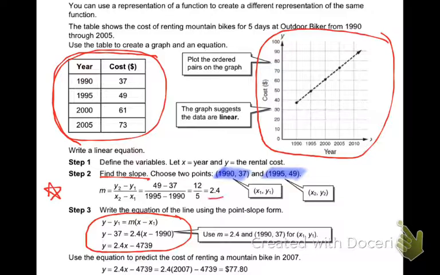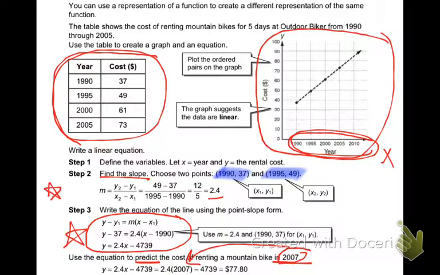And then once you have the slope, you plug it in just like we did in our warm-up into point slope form, changing it to slope intercept form. The only new thing they're really adding, different than what we did in chapter 3, was we can do a predictor. So we can predict the cost of renting a mountain bike in 2007. Well, to do that, if you look at my years, those are my x values. So I take 2007, plug it in for x, and I solve. And that gets me approximately the cost of a mountain bike in 2007.